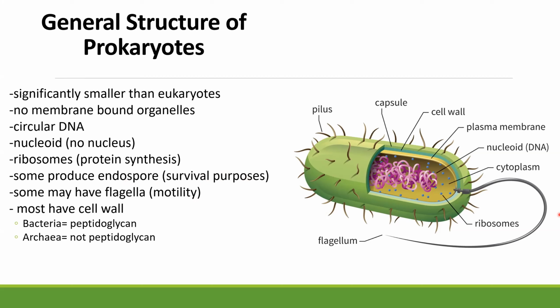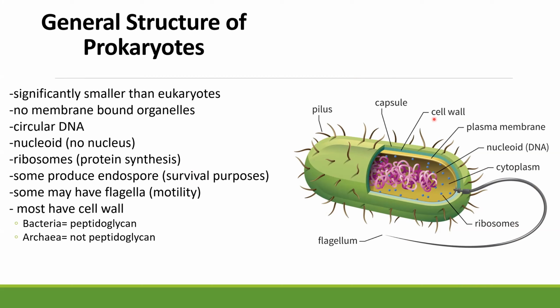They also have flagella. So the flagella is shown here, and this is used for motility. And it can have one flagellum. It can have multiple flagella coming from this end. It could have flagella coming from all over the cell. It could have just one flagellum here at this end and one flagellum here. So that can really vary depending on the type of prokaryote you're looking at.